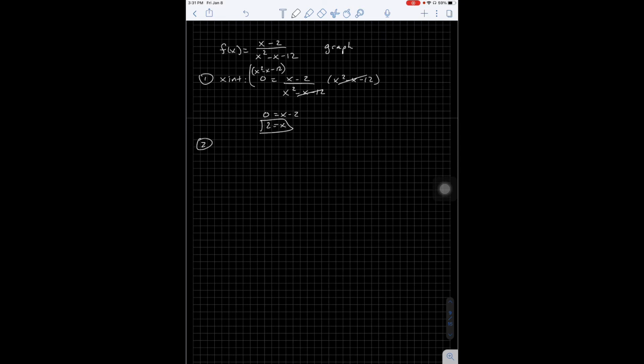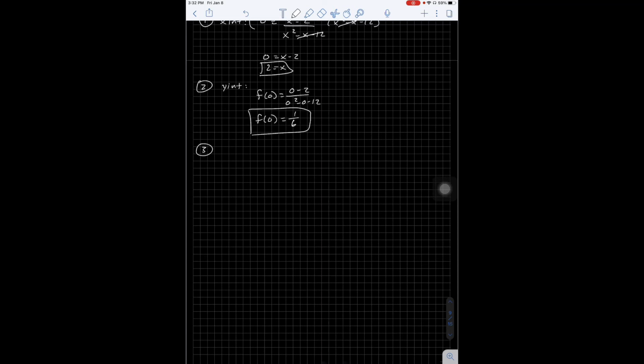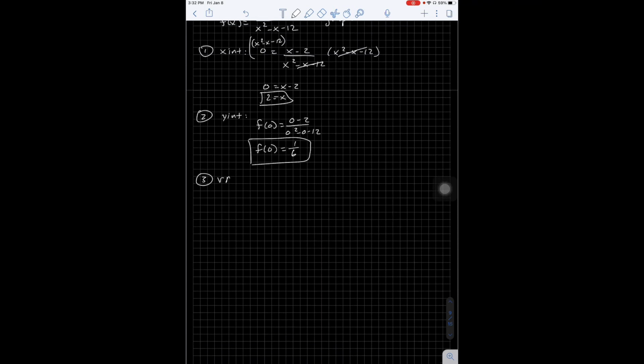Second thing on my list that I have memorized is my y-intercept. That means plug in 0 for x. All right, that gives me a -2 over -12, which is a positive 1/6. That's my y-intercept. The third step is to find my vertical asymptotes.